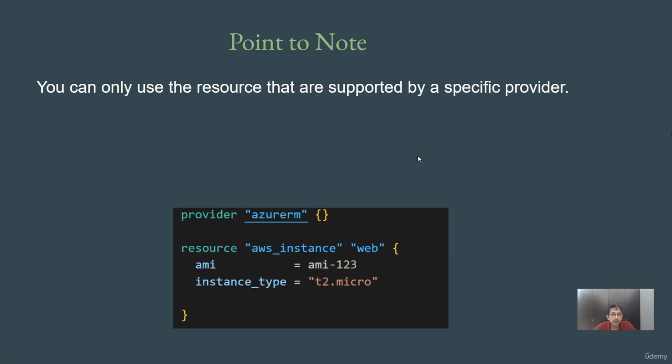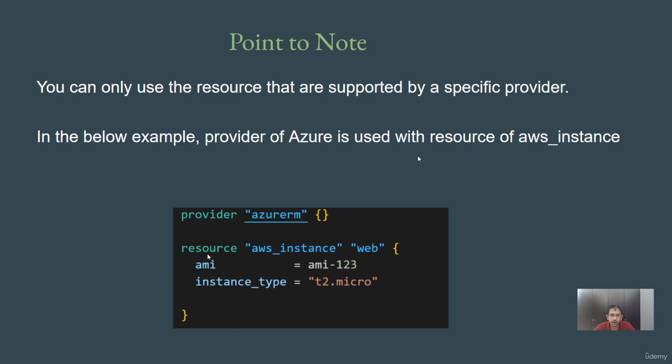Now, here one important point that we need to keep a note of is that you can only use the resources that are supported by a specific provider. For example, in this screenshot, we see that you have a provider of AzureRM. However, we are declaring the resource associated with aws_instance. So this resource aws_instance is associated with the AWS provider. So only the AWS provider plugins will be able to handle this block. However, if you have just declared provider of AzureRM and there are AzureRM plugins, those plugins will not be able to handle this block. All right, so this is one important part that you also have to keep a note of.